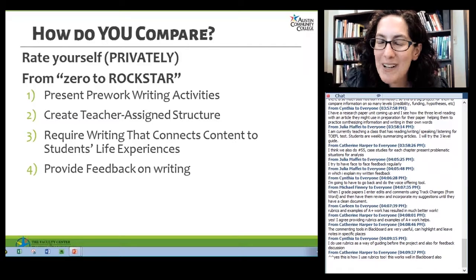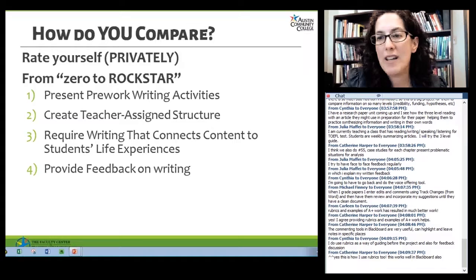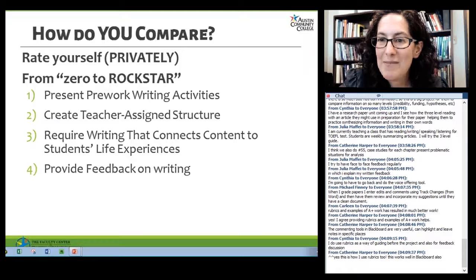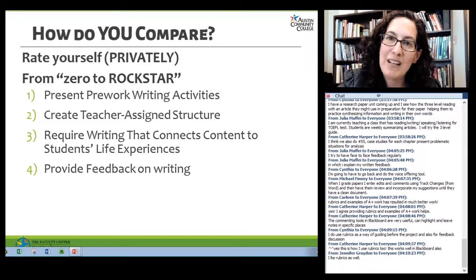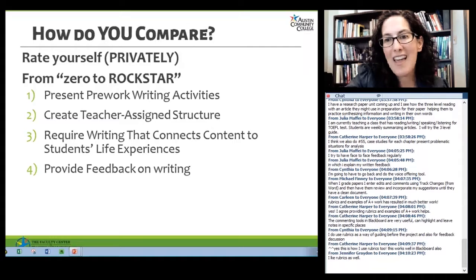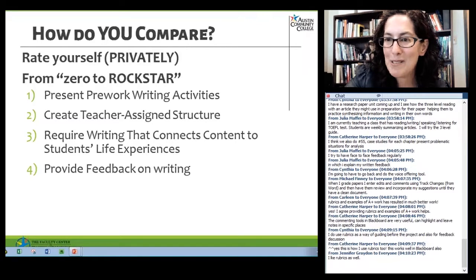So I'm looking at some more. Okay, so Cynthia is using rubrics as a way to guide before the project. And so yeah, that's a good example of a pre-work writing activity. And then also for feedback discussion. Oh, I love that, you guys. So yeah, rubrics are for more than just grading. They can really start a discussion with your students and help ensure that they have what they need to be successful. So I love that you guys are having good experiences with those.